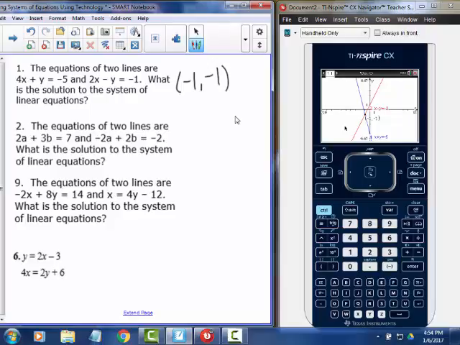Similarly, I've got 2a plus 3b, so if I was going to graph it, I would need to change this one to x and the other to y. And it wouldn't matter which I did, just as long as I kept it consistent for both equations. Okay. Now, that's completely doable.